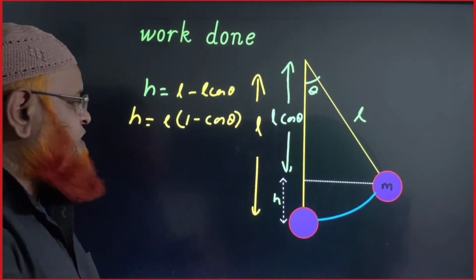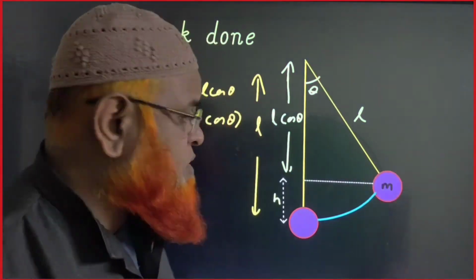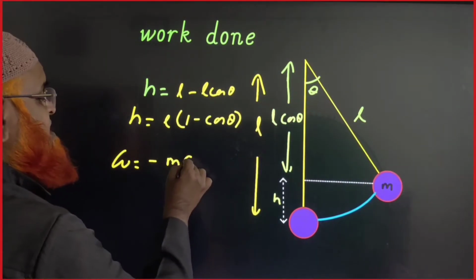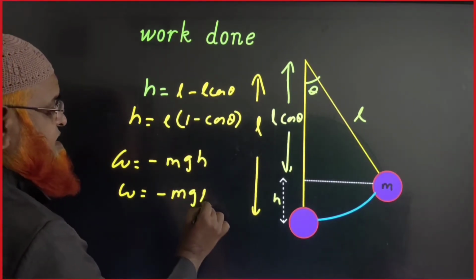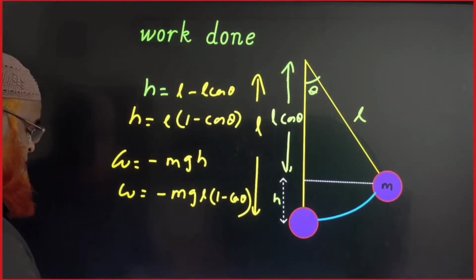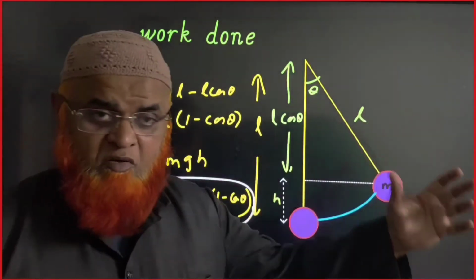You need to find out what is the work done. As the pendulum is going against the gravitational force, we need to consider this as minus mgh. So W is going to be minus mg, and h is nothing but L into 1 minus cos theta. So this is going to be our final equation for the work done in lifting a pendulum to a certain height.